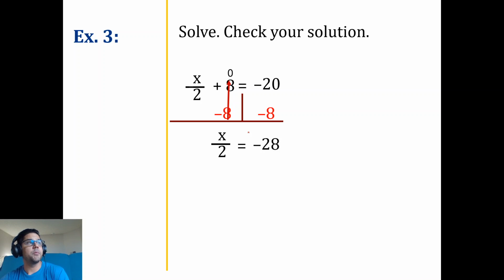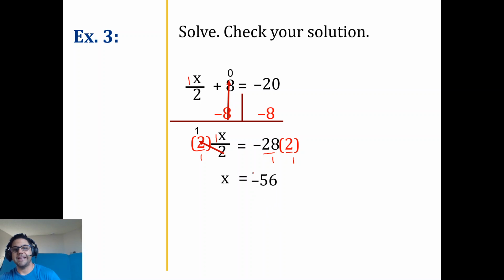And then right here, again, remember, we're going to multiply by the reciprocal. So we're going to multiply by 2 over 1. I like putting a 1 at the bottom because I like saying it's 1x. But again, the ones on the right side really aren't used, so I just use that to help me line stuff up. So x is equal to negative 56.